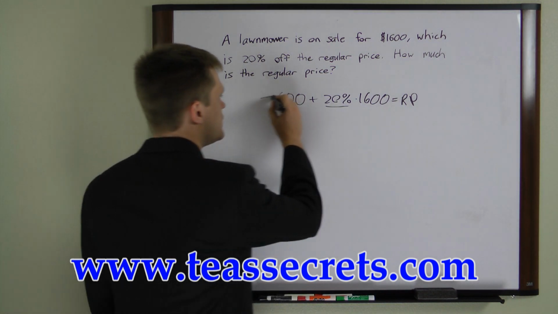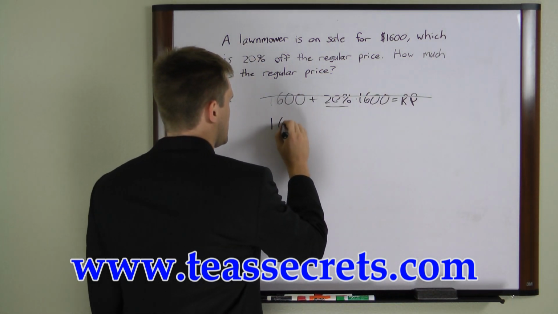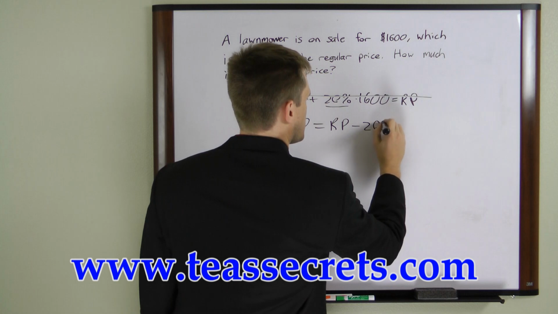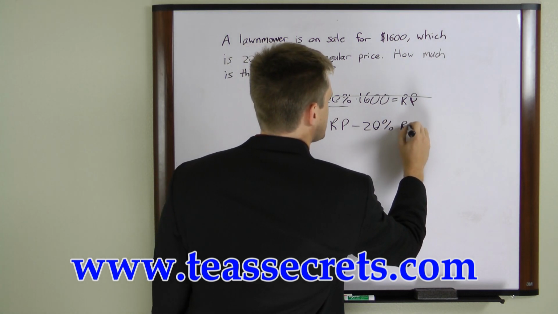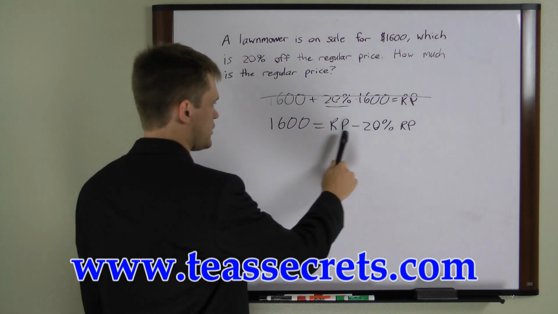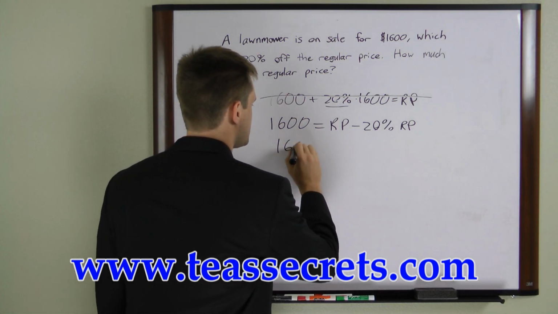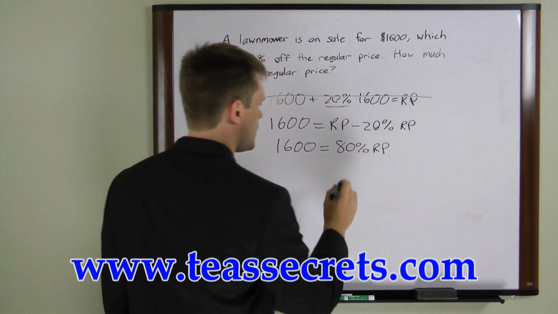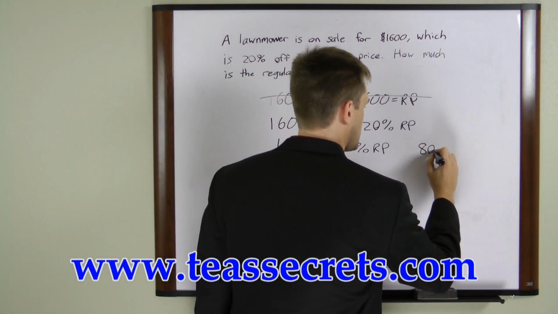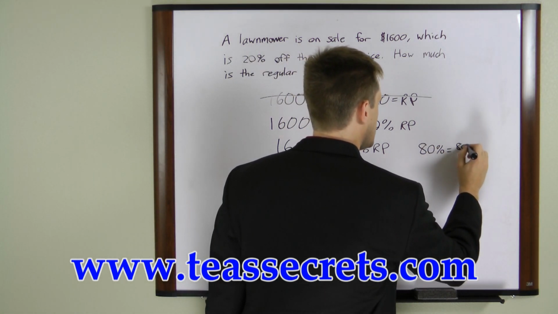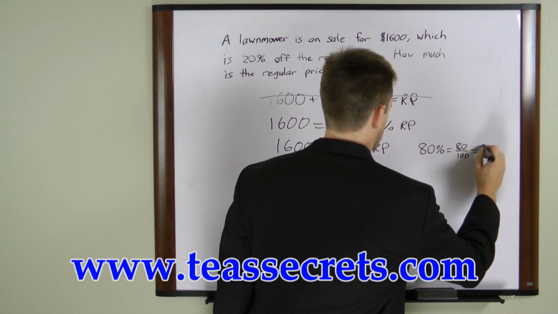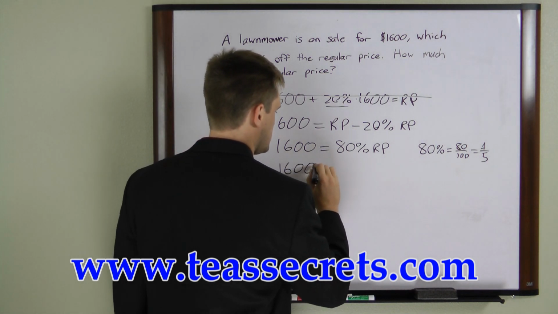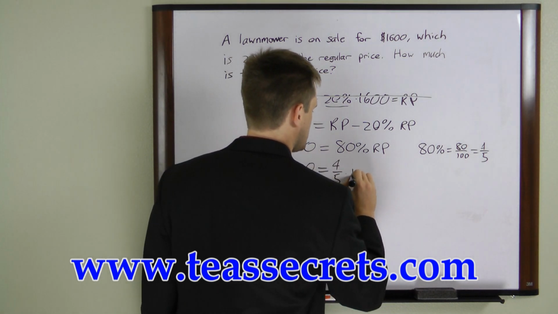So what you want to write instead is 1,600 equals the regular price minus 20% of the regular price. Or, since it's regular price minus 20%, you can just write this as 1,600 equals 80% of the regular price. Now, 80% we can rewrite as a fraction. 80% equals 80 over 100, which is the same as 4 over 5. And then we'll plug this back into this equation. 1,600 equals 4 over 5 times the regular price.